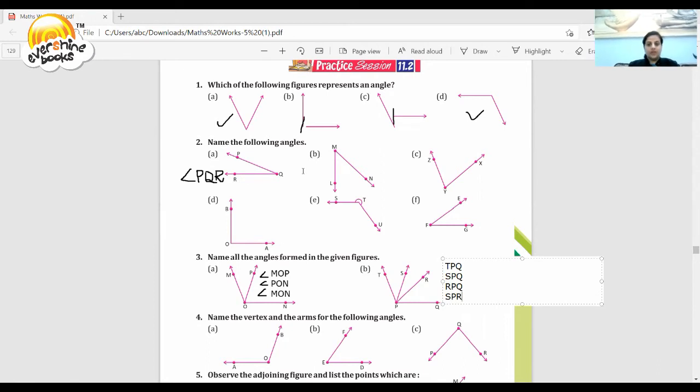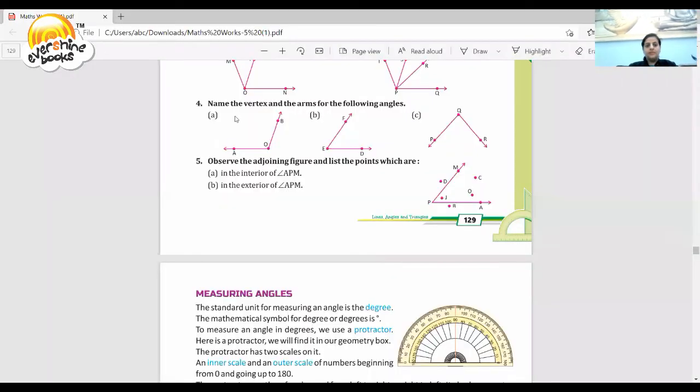Now they have completed. Now we will do vertex. Vertex is the corner and the arms are the sides. Here, name the vertex and the arms for the following. If it is arc BOA, O is the vertex. See, this is the vertex. BO is an arm and AO is also an arm.